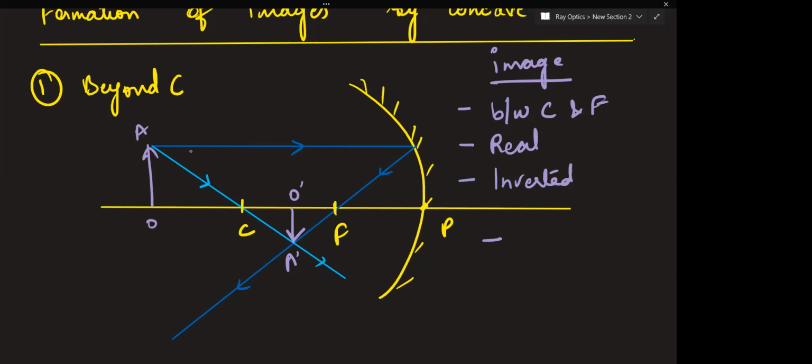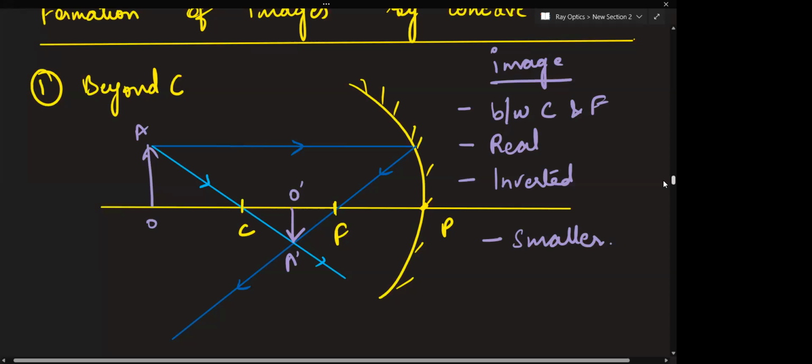And one more thing, this is smaller than the object that we have obtained. So this is smaller. Got it? This is beyond C. Beyond C we have done. See, if the object was at infinity, then obviously the image will be formed at the focus. It will be of point size, because exactly the image will be formed at the focus. If it is beyond C, these will be the conditions that will follow.